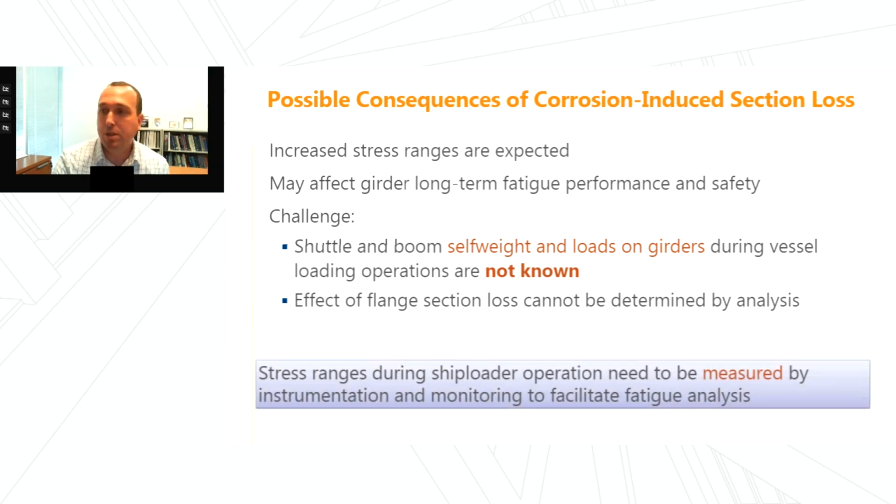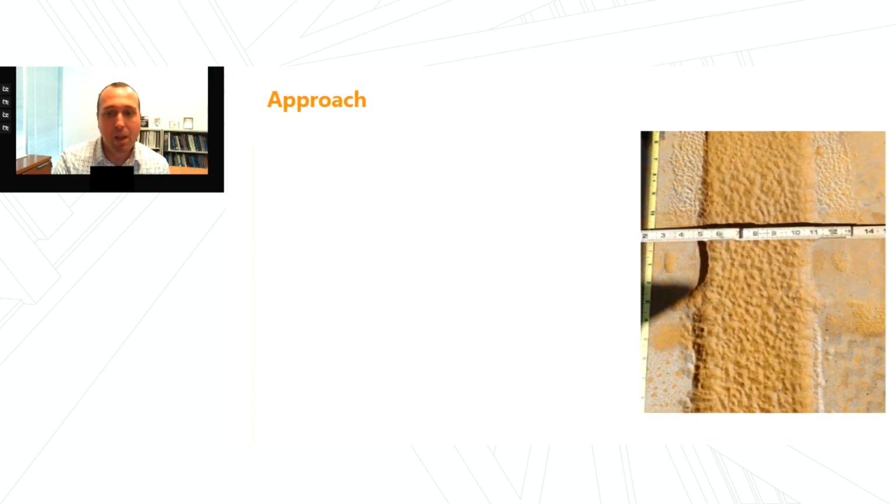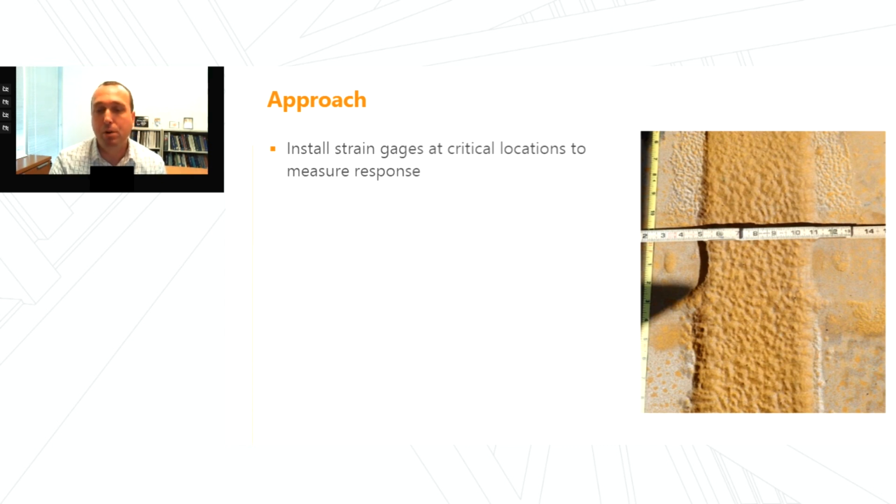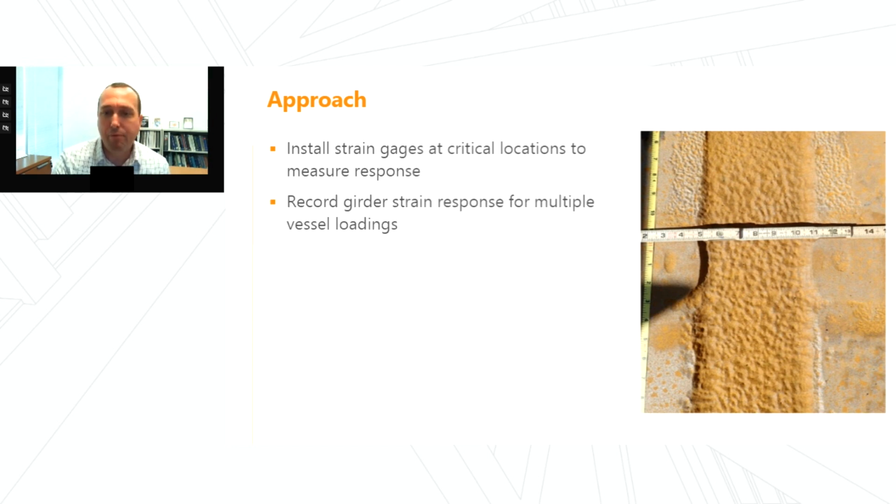And so we proposed to install strain gauges on the shiploader at critical locations and then measure its response with time. So we installed strain gauges at locations that were critical, both from a fatigue detail perspective, as well as critical locations where the cross-section geometry is changing. We then measured the response for 3.5, 4 months to get multiple vessel loading events. And that way we can see how much variation from one loading event to the next there was.